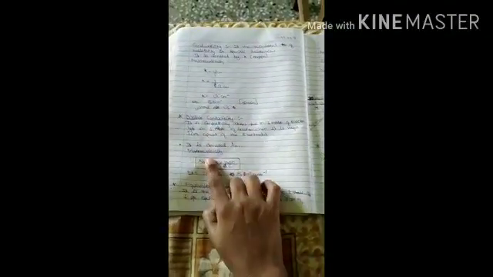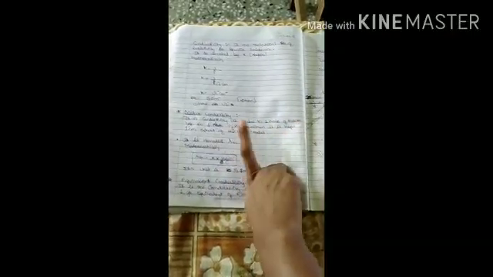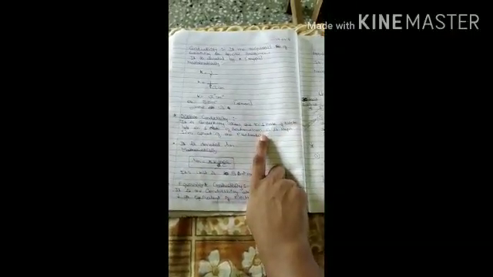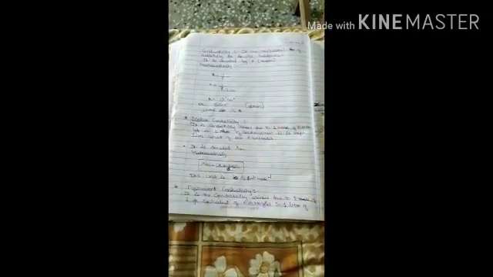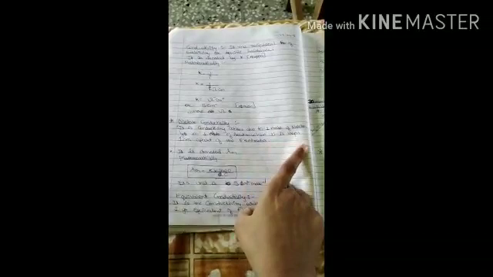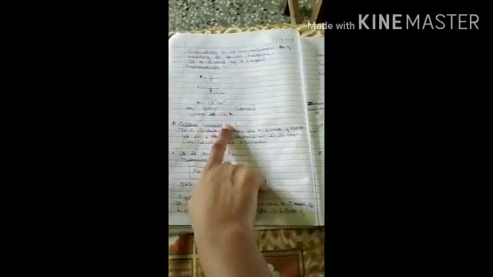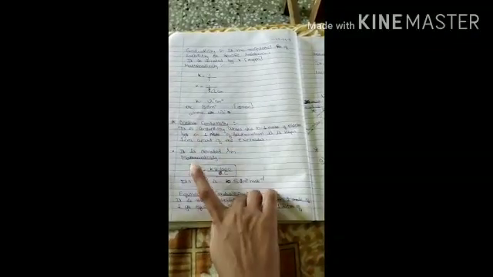It is also written as Siemens centimeter inverse. Molar conductivity is the conductivity arising due to 1 mole of electrolyte in 1 liter of solution. 1 mole in 1 liter of water, and 1 mole is 6.022 into 10 raised to 23. That much electrolyte is kept 1 centimeter apart, and molar conductivity is denoted by lambda m.